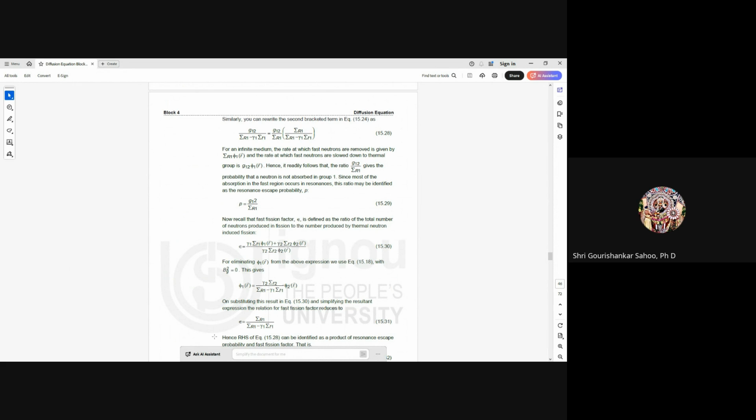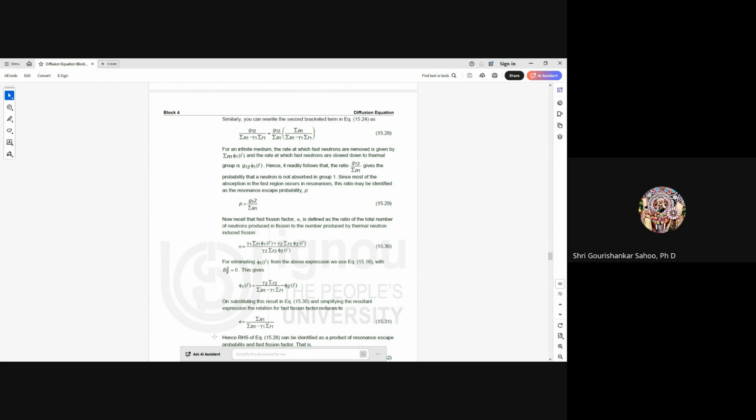For an infinite medium, the rate at which fast neutrons are removed is given by sigma R1 phi 1 of r, and the rate at which fast neutrons are slowed down to the thermal group is sigma 12 phi 1 of r. Hence, the ratio sigma 12 by sigma R1 gives the probability that a neutron is not absorbed in group 1, since most of the absorption in the fast region occurs in resonance. This ratio may be identified as the resonance escape probability p. So p can be written as sigma 12 by sigma R1.